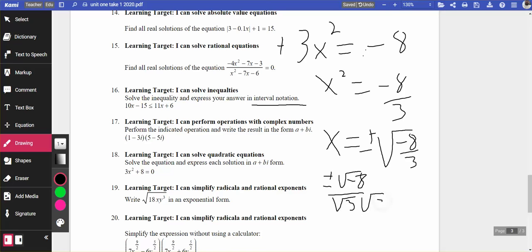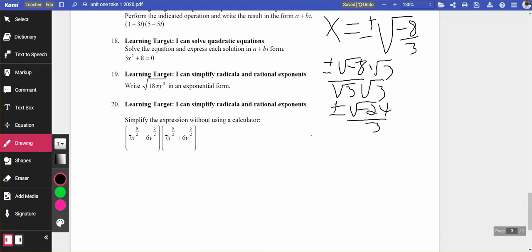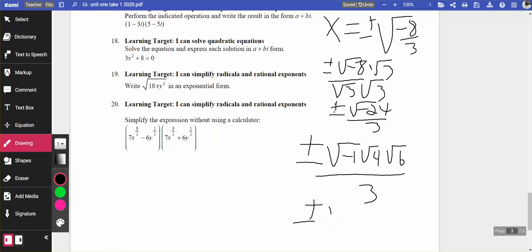Now, I don't like that, so I'm going to do this, and I'm going to do this. So now what do I have? I have plus or minus negative radical 24 over 3, and I got to break down that radical 24 into 4, negative 1, 4, and 6, and that's all over 3. So then I get plus or minus 2i radical 6 all over 3. And that's how you get number 18.